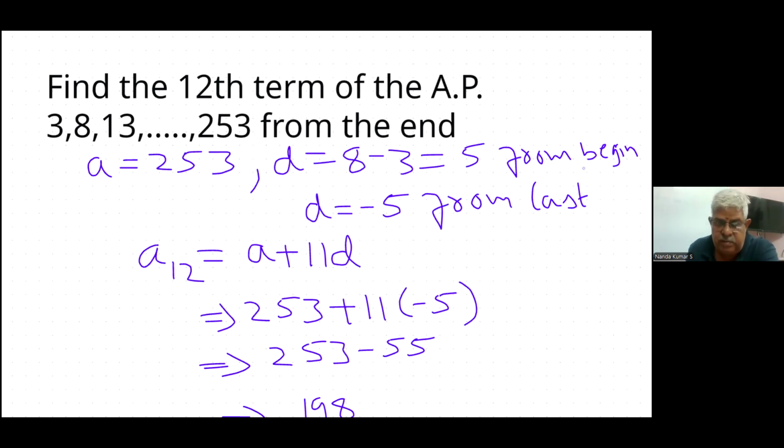Therefore, A12 means A plus 11D. A is substituted as 253 plus 11 multiplied by minus 5. So, my dear children, 253 minus 55 gives you 198, which is the 12th term from the end of the AP.